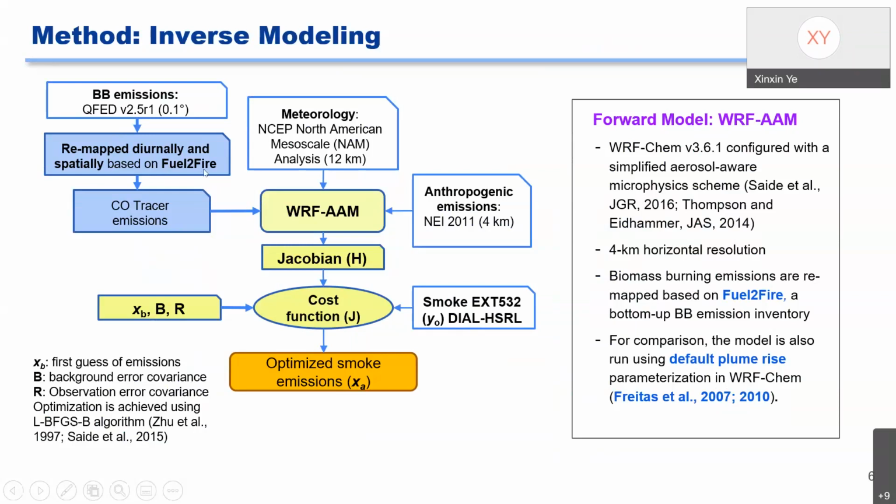Fuel to Fire is a bottom-up inventory of the fire emissions during this campaign. So we derive the CO tracer emissions from the biomass burning emissions and use this to drive the WRF-CAM model to get the Jacobian matrix and calculate the cost function, and the optimized smoke emissions are derived by minimizing the cost function. For comparison, the inversion results are also compared with the default plume rise parameterization in WRF-CAM, which is based on the Freitas scheme, based on these two papers.